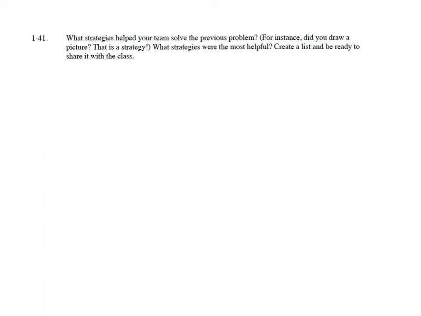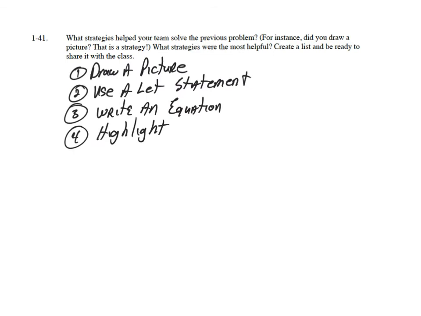Well, first of all, let's backtrack 1 minute. What strategies did you use, or did we use to solve this? I want you to pause this and write down strategies that you think were useful in solving this problem. And then after you're done with that, push play and we'll see what I wrote down. All right, welcome back. I think these are the same 4 that we wrote down on a couple of slides ago. So draw a picture. We did that, and we use a let statement or 2. Write an equation. We did that, and highlight. So I think we kind of covered them all. If there are other problem-solving strategies that you used, feel free to add those to the list. Next slide.